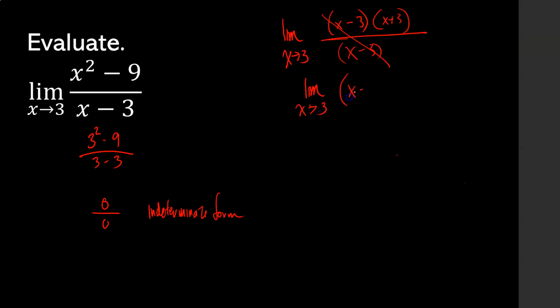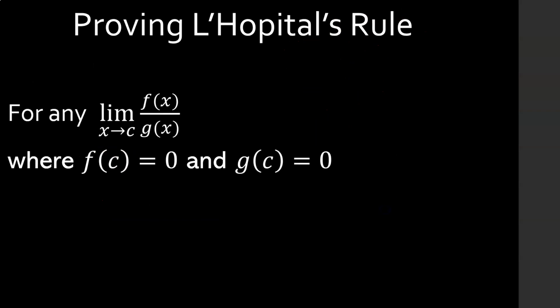And so now you're substituting 3 into x plus 3, which happens to be continuous everywhere. And so we just get 6. We're going to come back and redo this limit using L'Hopital's rule in a few minutes. Let's show you what that is.